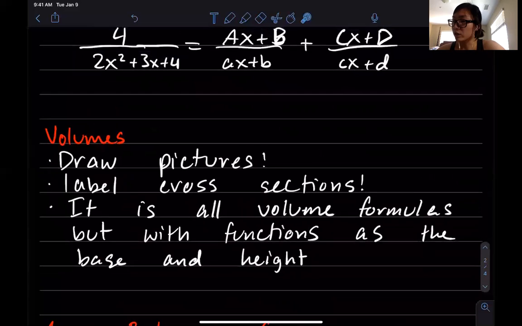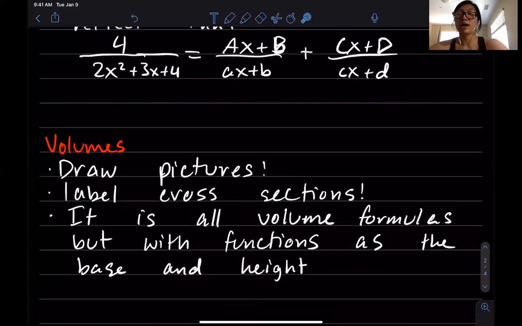Next thing, we're going to talk about volumes, right? This is coming up on the more recent stuff. That's going to be the disk, the washer, the shell method, all of those things. My biggest thing: draw your pictures and label your cross sections. It's really hard to envision what the graph of this thing looks like when we rotate it around the y-axis or the x-axis, but what you can do is a lot easier to imagine, just a disk or a washer. It's easier to pinpoint those things, so make sure you have that and make sure you label them.